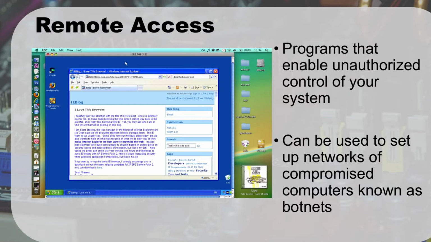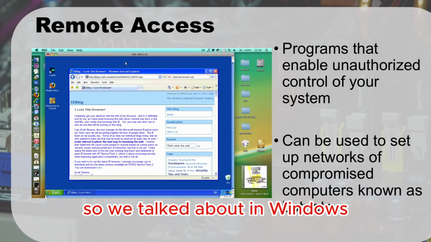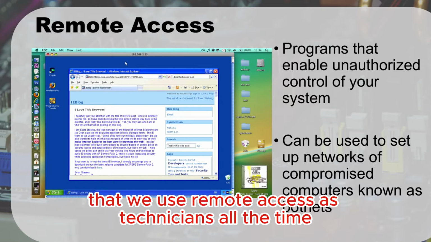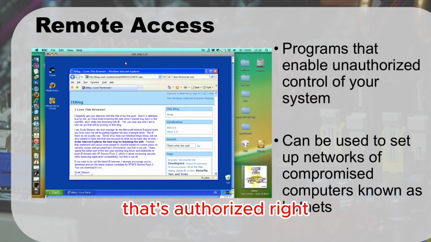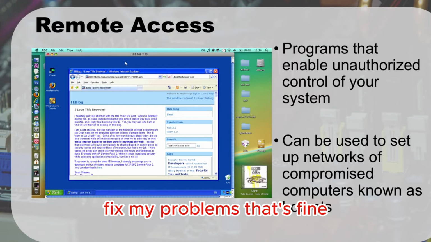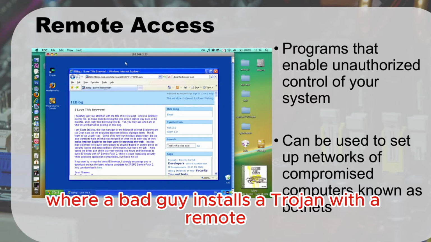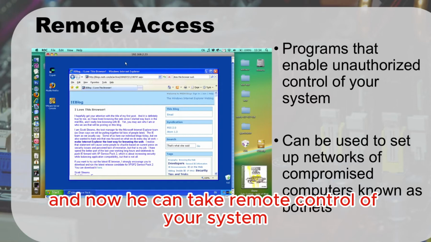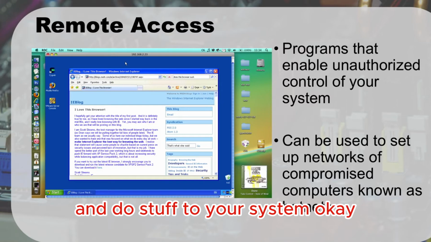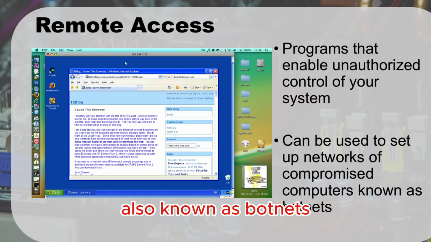Remote access. Remote access is a program that allows remote control or unauthorized control of your system. So we talked about in Windows that we use remote access as technicians all the time. That's authorized, right? A customer calls me and says, "Hey, take control of my computer, fix my problems." That's fine. Additionally, you can have something like this where a bad guy installs a Trojan with a remote access tool on your system, right? And now he can take remote control of your system and go through and get your data and do stuff to your system, okay? So this can be used to set up networks of compromised remote computers, also known as botnets.